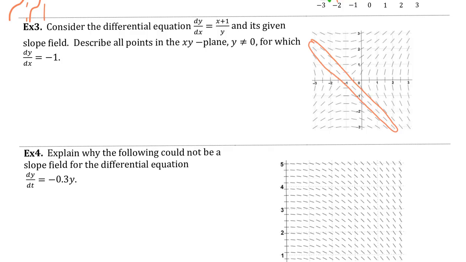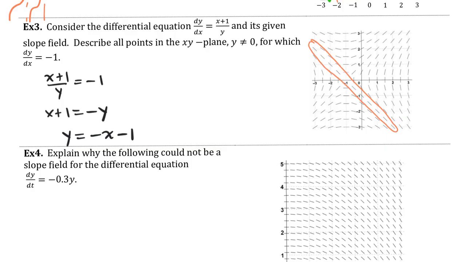I want the slope to be -1, so let me set this equal to -1. The points where the slope is -1 are going to be a bunch of points. It's not just going to be one number. Let me try to find an equation to represent where these points are. So x plus 1 equals -y. This is going to be a line. Let me divide by negative. So I get y equals -x minus 1.